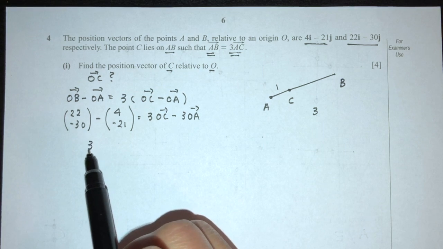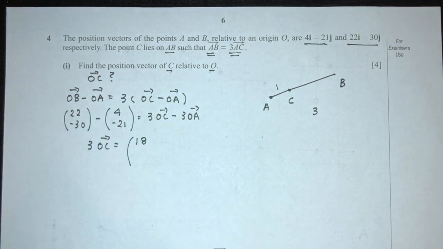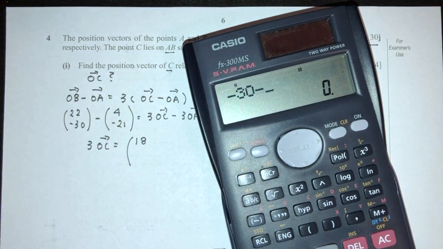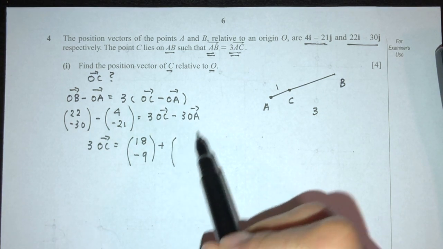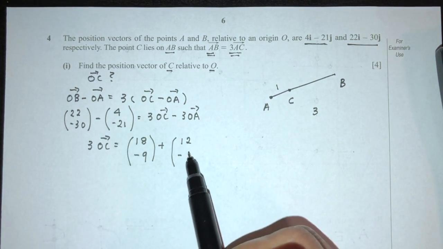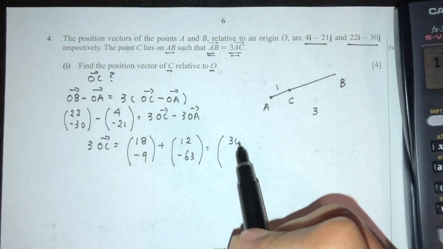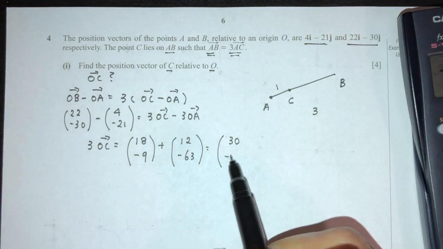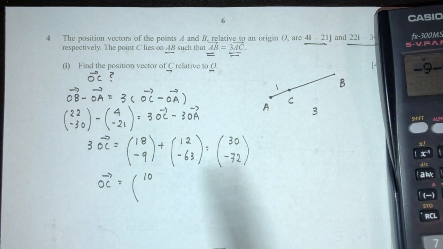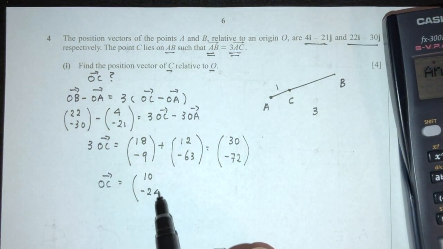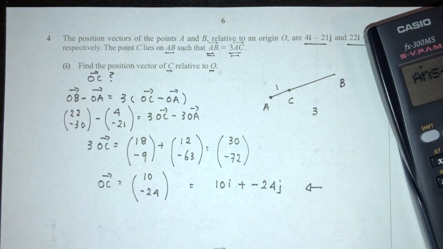So simplify, we have 3 OC will be what? Will be this. This will be 22 minus 4 is 18. Minus 30 minus 21. So let's check. Minus 30 minus 21 should be minus 9. And then plus 3 times OA. So 3 times OA will be what? So we know OA is given by this. 3 times this will be 12 and minus 63. Now simplify. 18 plus 12, that will be 30. Minus 9 minus 63, that will be minus 72. So finally, we have to find the value of OC, will be this divided by 3. That will be 10. And this divided by 3, that will be minus 24. So this is your answer. We have to write this in this form, 10i plus, minus 24j. That will be your answer for part 1.